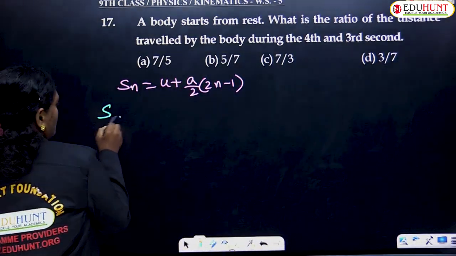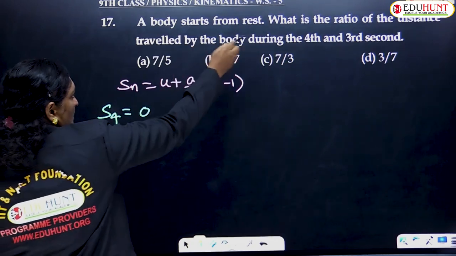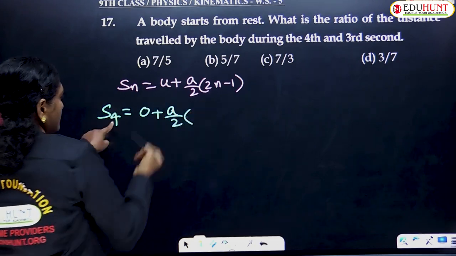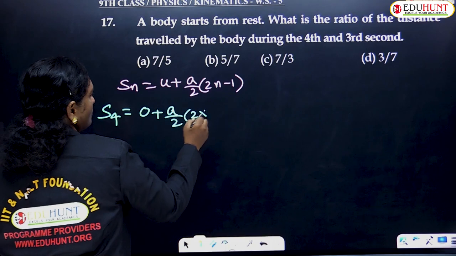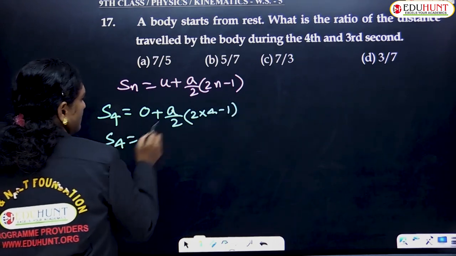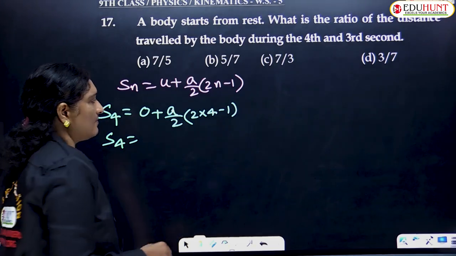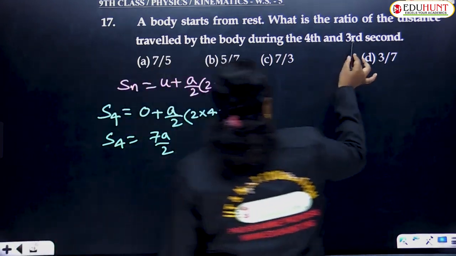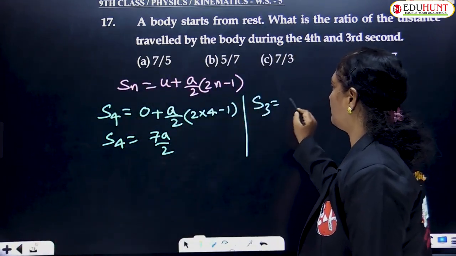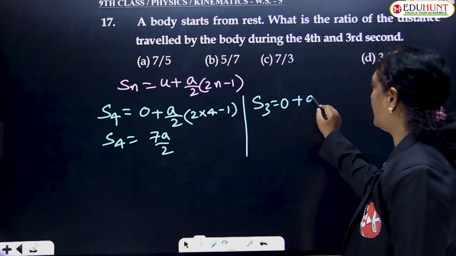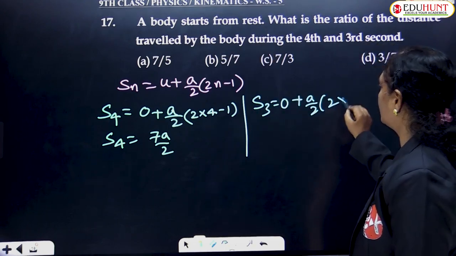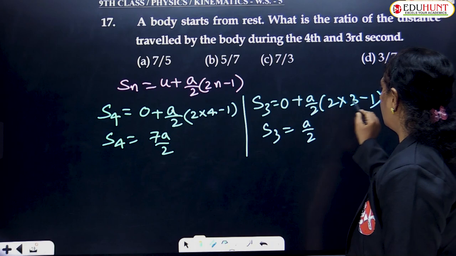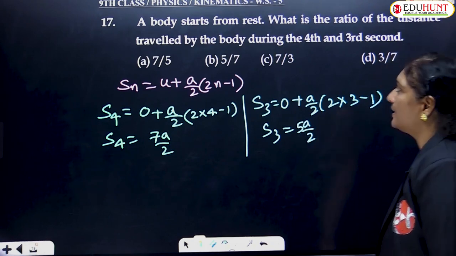First one, fourth second. So S4 is equal to, starts from rest, 0 plus acceleration a by 2, n was given as 4, so 2 into 4 minus 1. So S4 is equal to 4 twos are 8, 8 minus 1 is 7. So 7a by 2. Case 1. And what is case 2? S3. S3 is equal to initial velocity again 0 plus a by 2 times 2 into 3 minus 1, or S3 is equal to a by 2 into 3 twos are 6, minus 1 is 5, so 5a by 2.